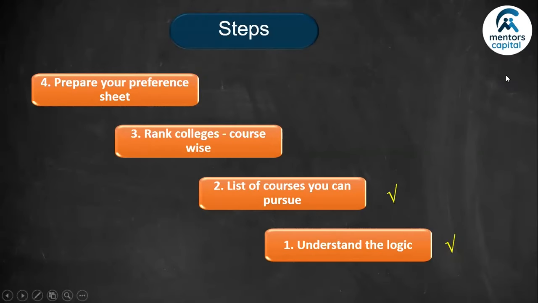Okay, so we've gone through 2 steps: understanding the logic, making a list of courses that you want to pursue, and we've also ranked the colleges course wise. So now the final step is preparing the preference sheet. The logic that you'll follow here is you've made the list of your various courses, now make the order of your preferences. So whether you want to go for BCom honors or between BCom honors and economics honors, which one is your preferred course?